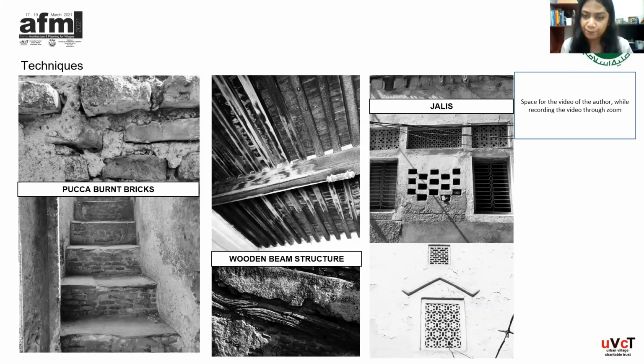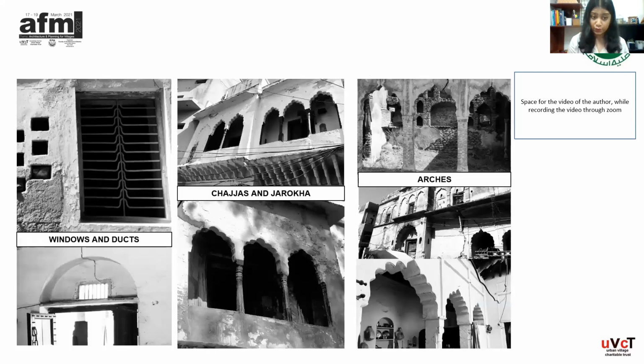Jalis have small perforations, as can be seen in the image, which compress the wind and increase its velocity, making it cooler than the outside. Windows and ducts are placed in the position of high wind. Chhajjas and jharokas were made to provide shade from the direct sunlight. It also helps in maintaining a healthy relationship with the neighborhood. Arches were mostly for aesthetic purpose, and they were also used to give a wide span without the use of vertical support.